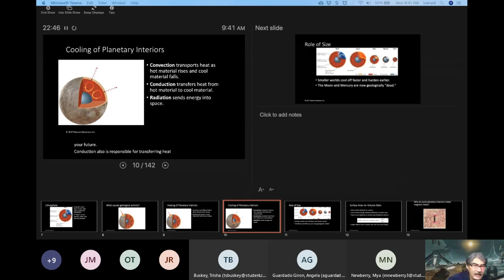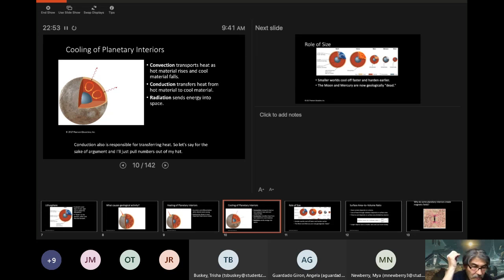So let's say, for the sake of argument, and I'll just pull numbers out of my hat. Okay. So let's say that this is 100 degrees K. Just hear me out. 100 degrees K here. Okay, so there's 100 degrees. And out here, it's 10 degrees.